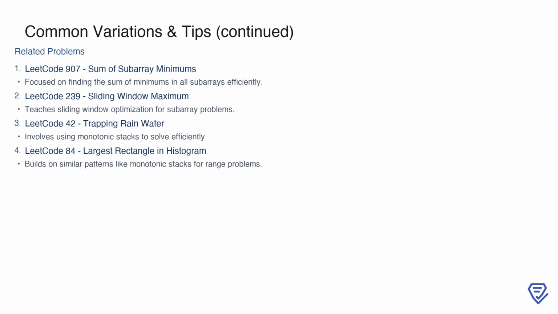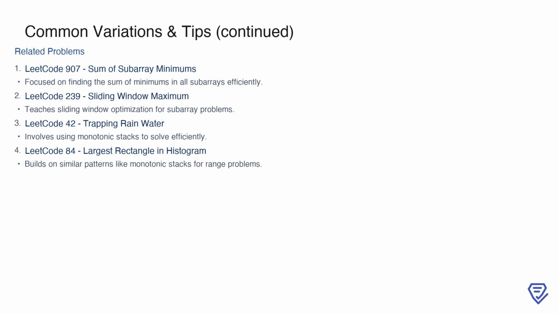Once you've mastered the sum of subarray minimums problem, you'll notice that it shares similarities with other important problems. For example, LeetCode 239, sliding window maximum, is another subarray-based problem that teaches you how to optimize using the sliding window technique. Similarly, LeetCode 42, trapping rainwater, is a popular problem that involves monotonic stacks for efficient computation. It's a great way to deepen your understanding of this pattern.